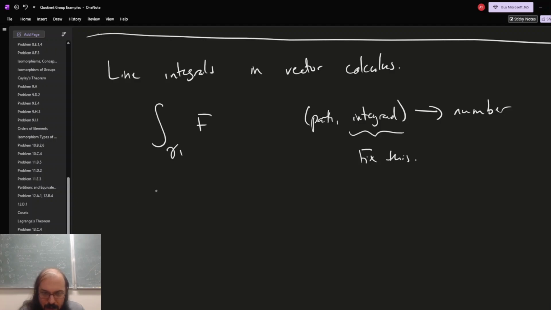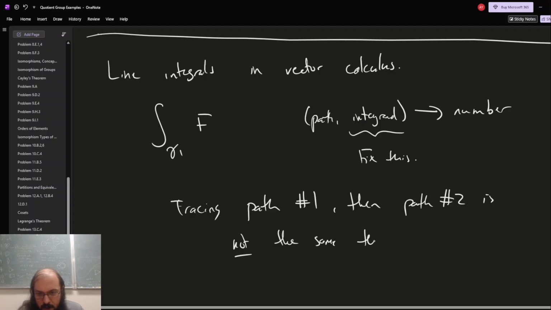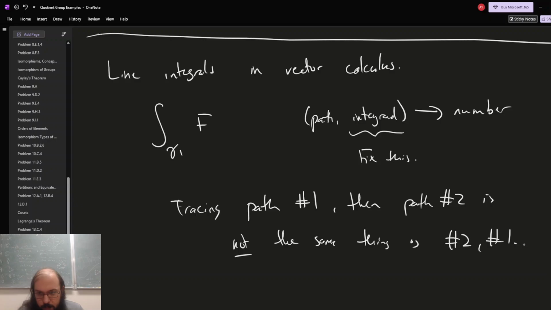You guys know that integrals are linear. And so geometrically, tracing path number 1, then path number 2 is not the same thing as the other way around. And I think we just know that. Just think about doing your errands or whatever, right? It does make a difference which order you do things in if you're moving around town.